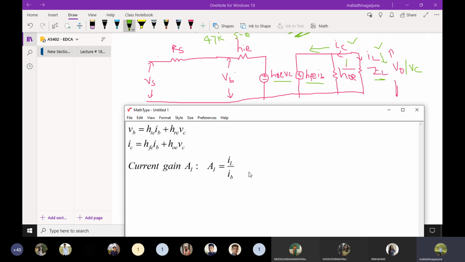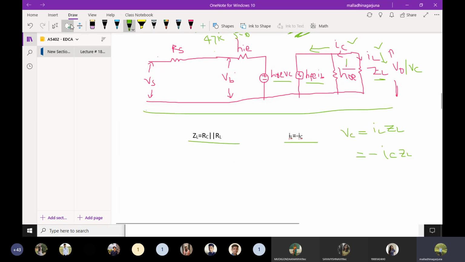Here I am not taking the source resistance Rs into consideration. I'm just calculating the parameters up to this point only. I'm not taking this portion. So the input voltage is VB. If I take Rs also into consideration, then VS will be my input voltage.